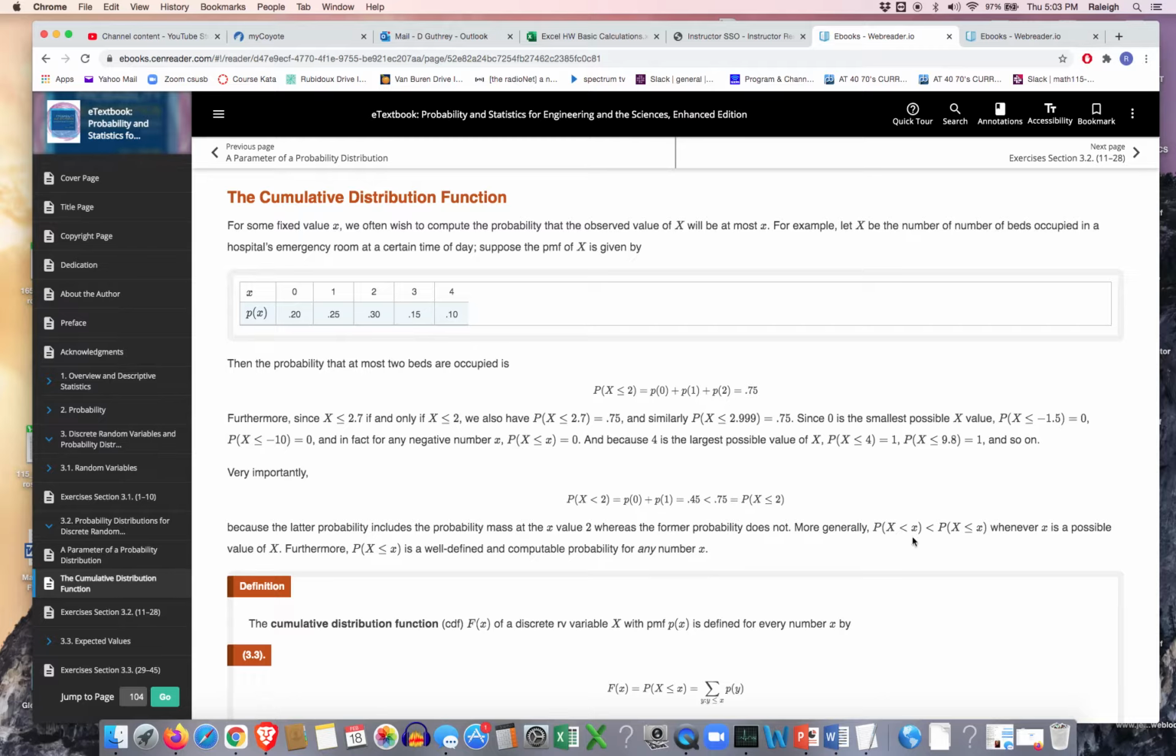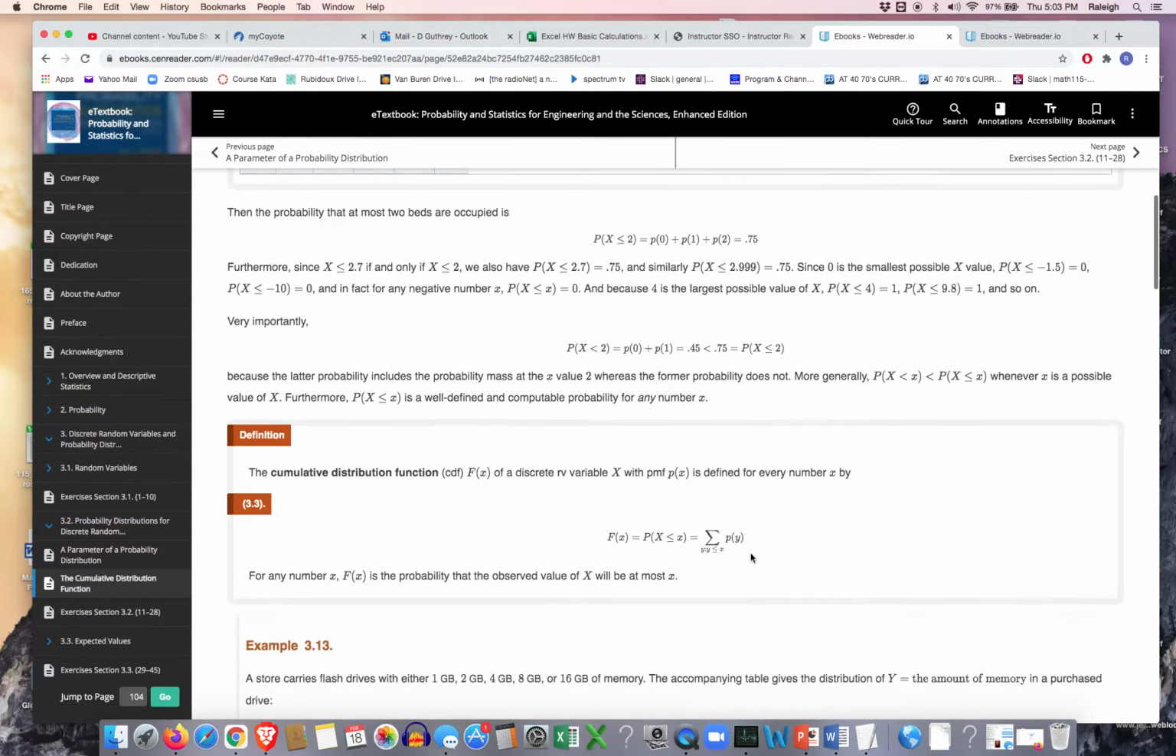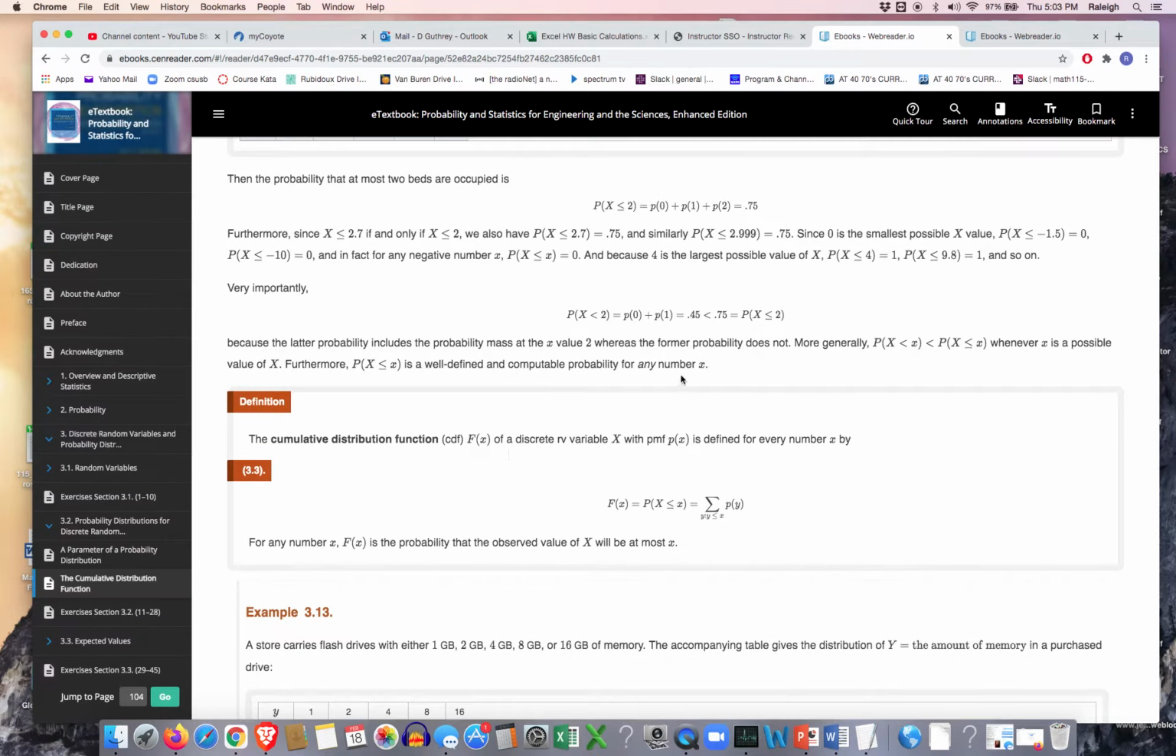Okay, and so probability of X less than x will be less than probability of X less than or equal to x whenever x is a possible value, in other words, a non-zero possibility. If it were allowed to be 0, then they could actually be possibly equal, but that's not going to happen. And so for any number x, yes, you could say that X is less than or equal to its value of x.